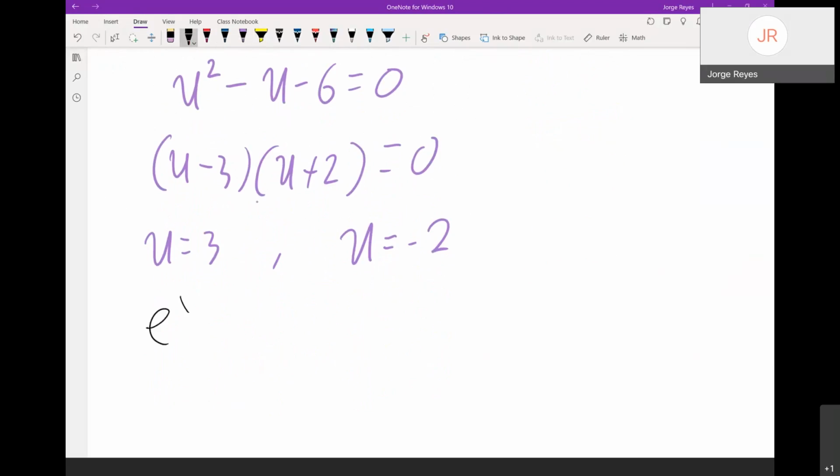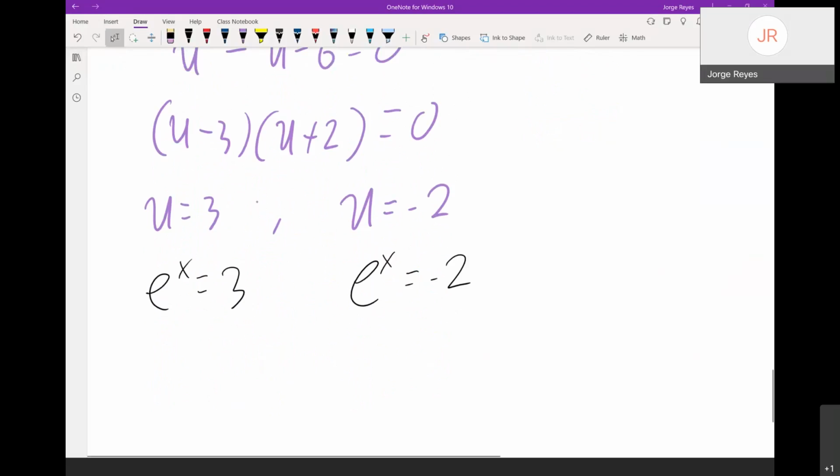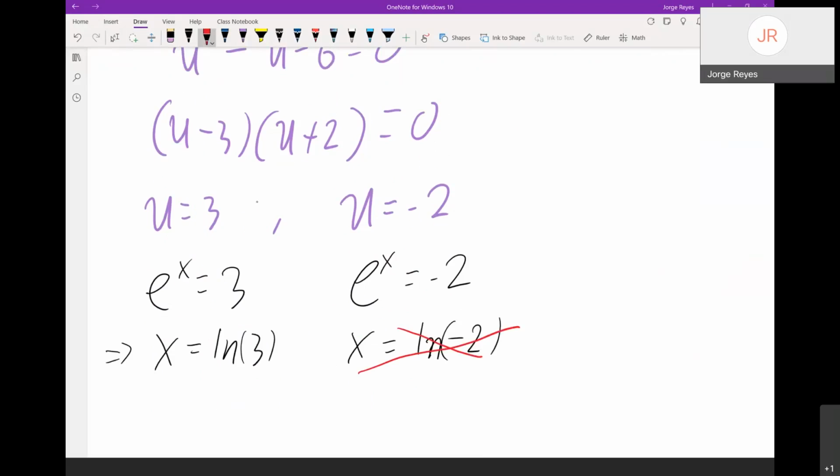So e to the x equals 3, e to the x equals -2, and we solve these, these are easy. Natural log 3, natural log -2. Okay, and then hopefully you remember that, wait, that's not in the domain, right? You cannot have negatives inside natural log, so this is not an answer. This is the only answer.